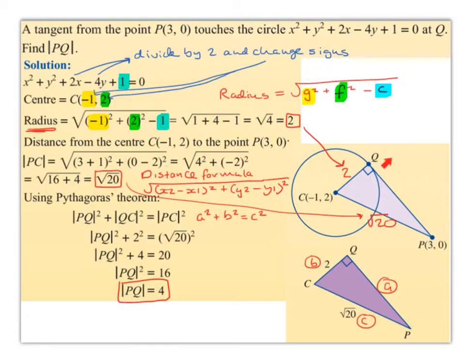Now using Pythagoras' theorem, we will find the distance between P and Q. So we can use c squared equals a squared plus b squared. We can label our triangle CAB, where A is what we're looking for. Or you could say PQ squared plus QC squared equals PC squared, whichever you want. Subbing into Pythagoras' theorem and solving, we get the length of PQ to be 4. So the distance between P and Q is 4.